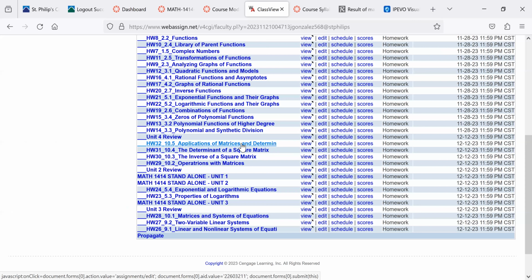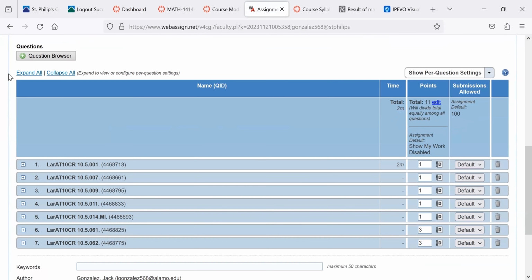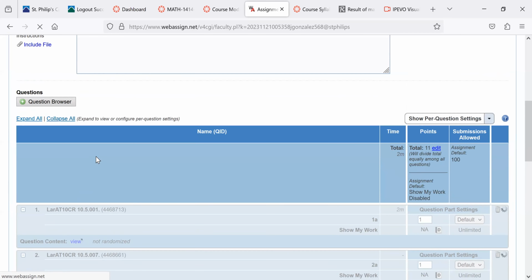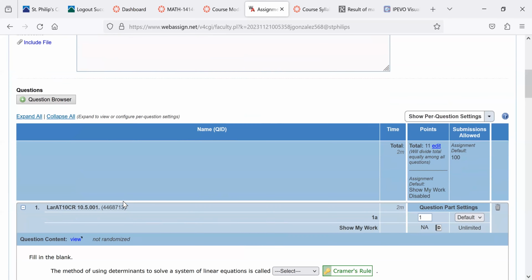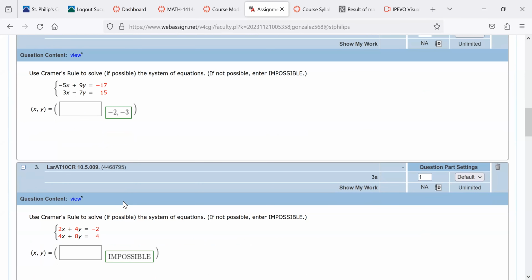Okay, this is our last section of the whole class, final section. Applications of the determinant. Okay.